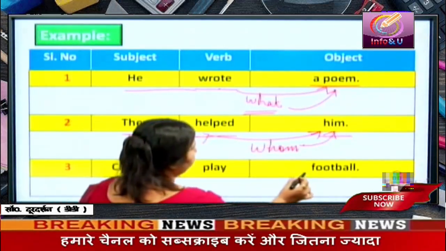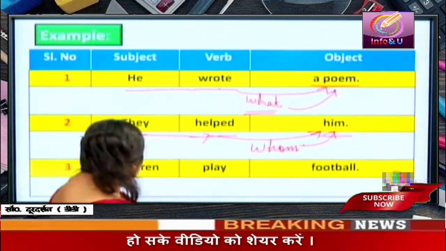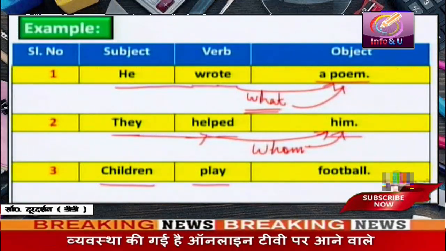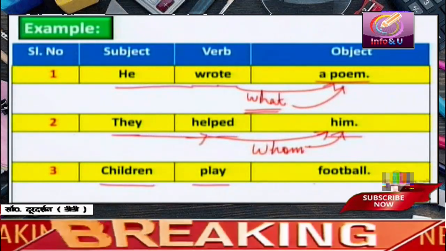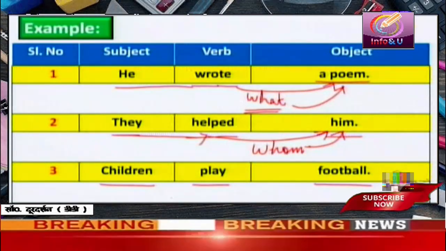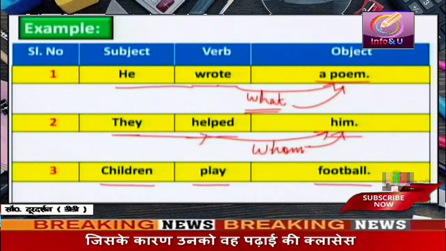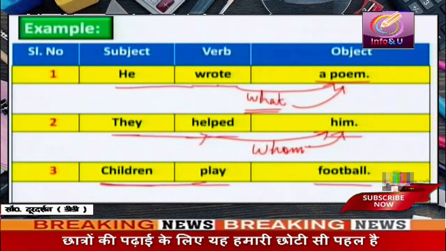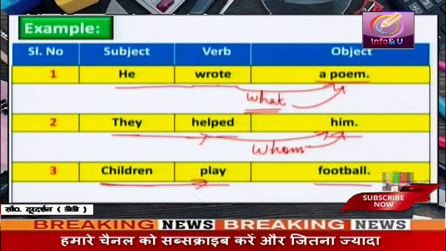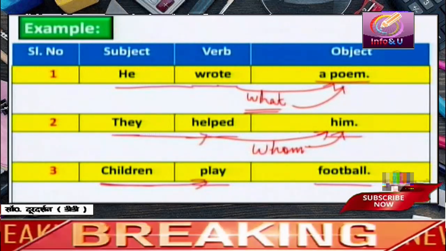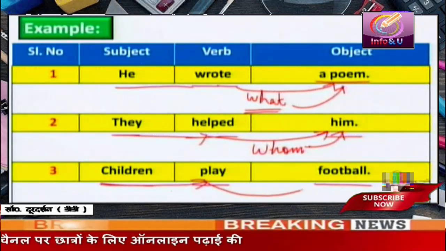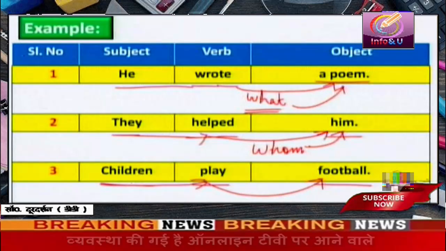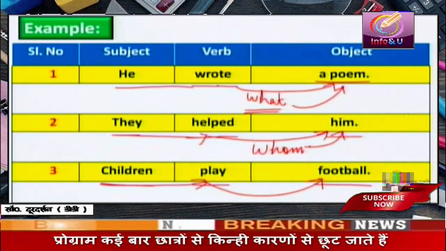Children play football. In this sentence, children is subject, play is verb, and football is an object. Play is the action or work done by children. This is the action by children, and children is subject. This action is received by football, which is an object. So, play is transitive verb.